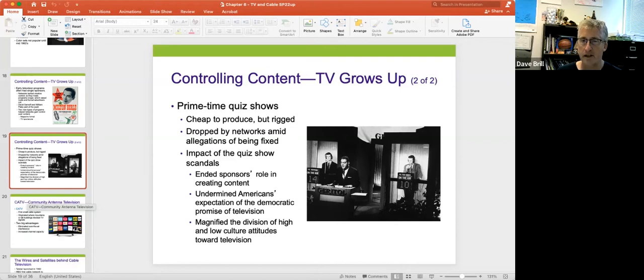And it basically defined the differences between what's called high and low culture attitudes toward television, right? High culture being the people that would go to a live theater or go see a fine film. They would look down at the masses that like television. Well, certainly giving them ammo with a quiz show scandal did not help, right? And eventually a congressional investigation popped up over this, and the quiz shows were pretty much gone.